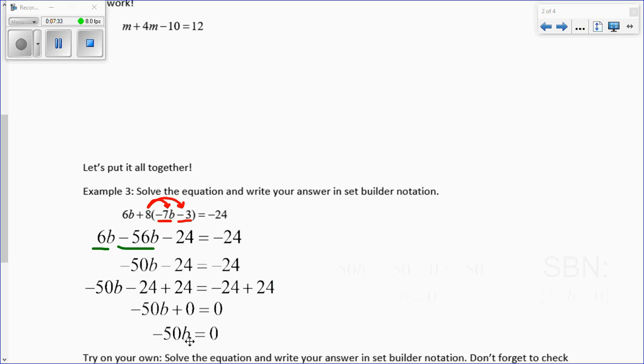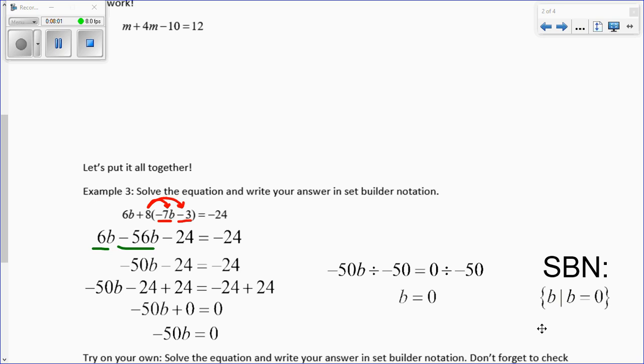Now to get b by itself, I'm going to go ahead and divide both sides by -50. The -50s with the b cancel out, so I'm just left with b. And on the other side, 0 divided by -50 just gives me 0. So again, I get 0 for an answer. So in set builder notation, it's just the set of b such that b equals 0. That's all I have to do.